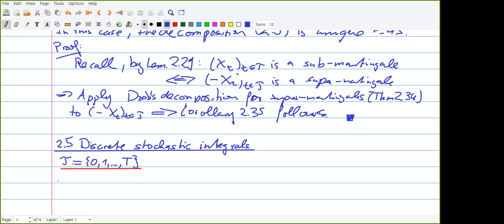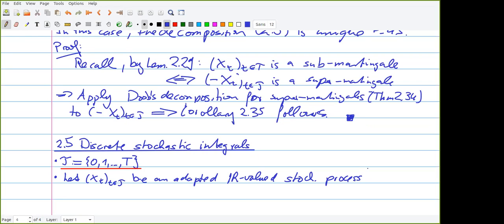And well, the second thing is just to assume: we always assume that the process X is an adapted real valued stochastic process, which is assumed to be integrable for every time.